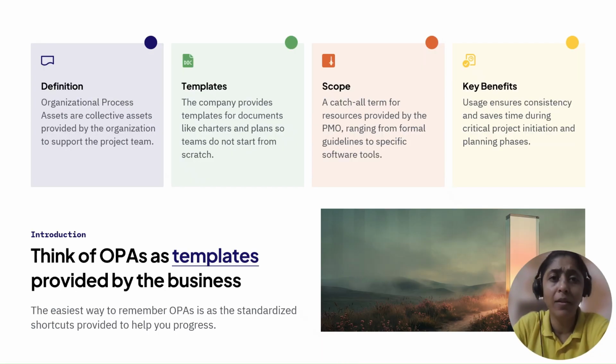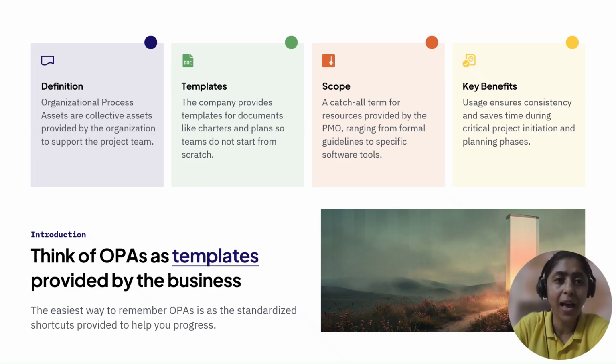Let's begin with a simple situation. Suppose you are asked to start a project tomorrow. You need a project charter, a project plan, a risk register, and an issue log. Would you really want to design all of these documents from a blank page? Usually, the answer is going to be no. Your organization has already learned from previous projects and has created reusable assets to help you. These organizational process assets, or OPAs, are collective assets provided by the organization to support the project team.